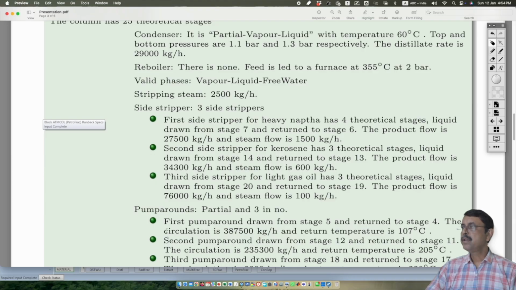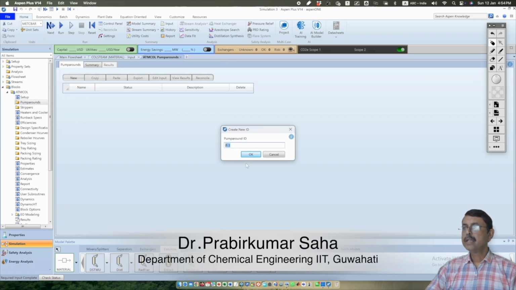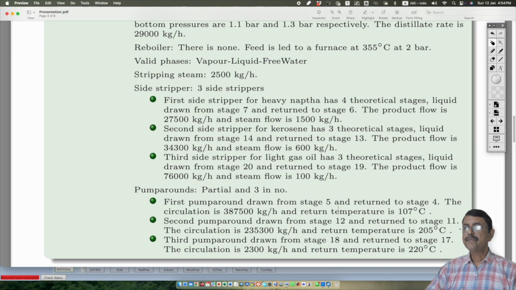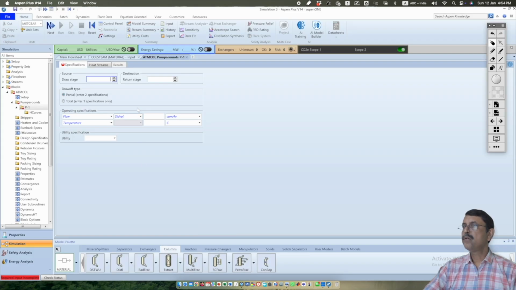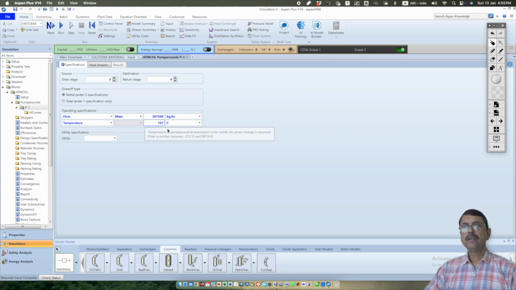So we have 3 pump arounds. First pump around, the drawing stage is 5 and it returns to stage 4. The flow rate is 387,500, and the temperature is 107 degrees centigrade. At this temperature, it is returned to stage 4.